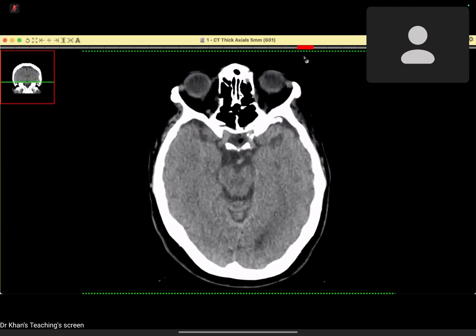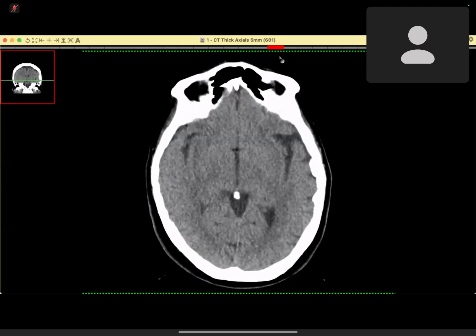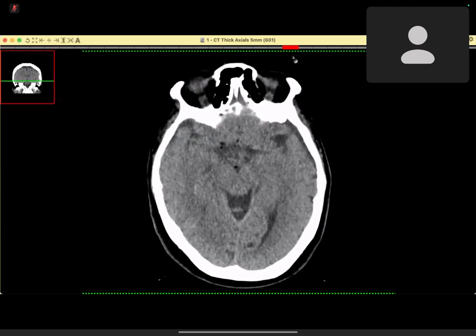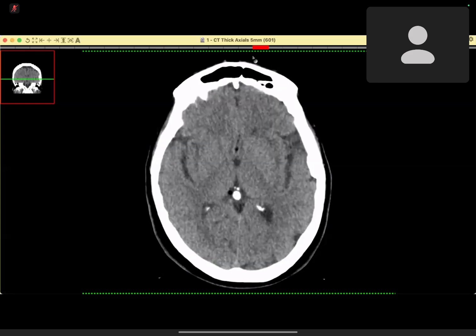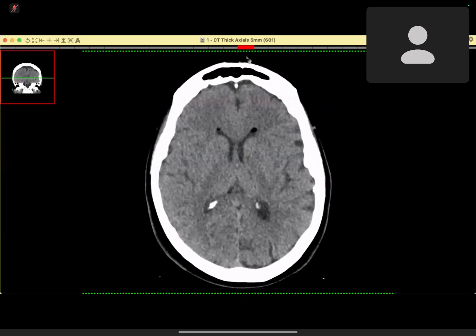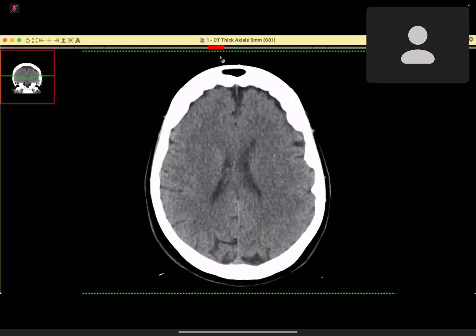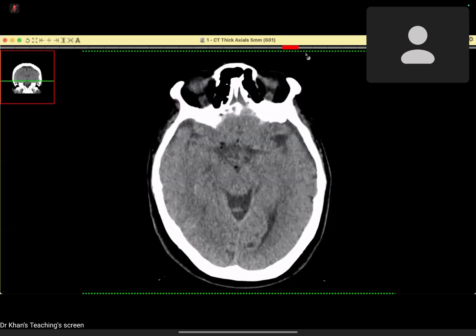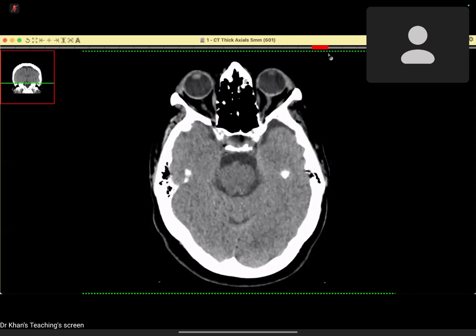However, I could see there were multiple air foci located around the basal cistern, suprasellar cistern, and also within the third ventricle and frontal horns of the lateral ventricles. So there's pneumocephalus. Apart from that, I can't see any hematoma.